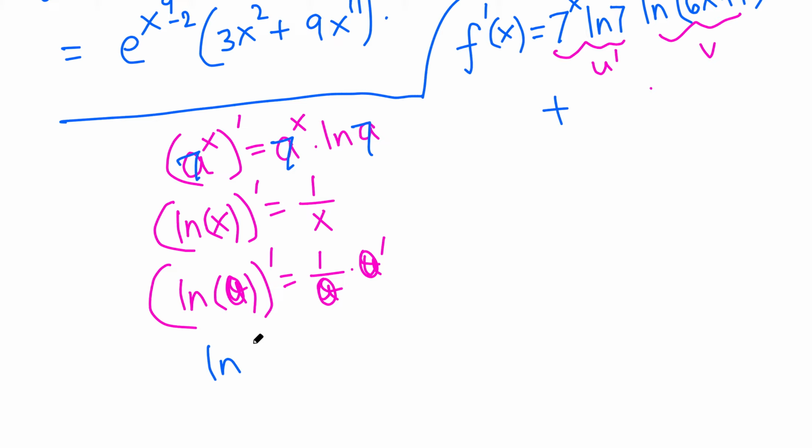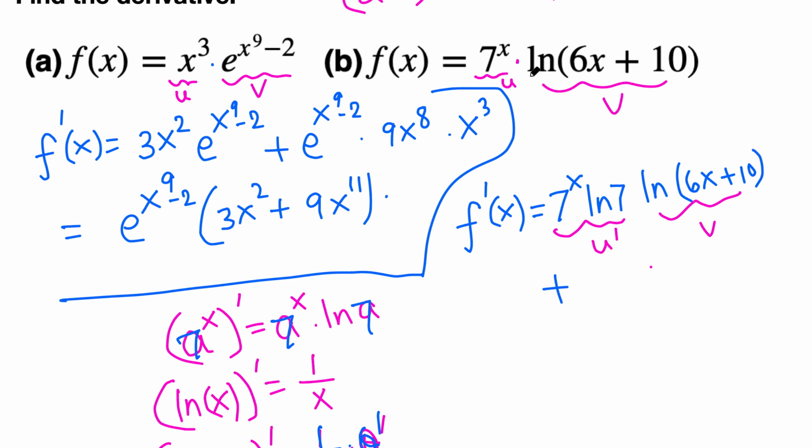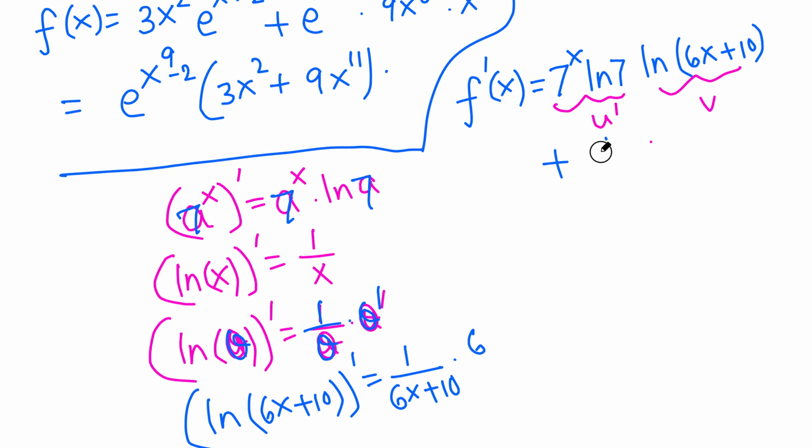So what is that? ln of 6x plus 10. So ln of something equals 1 over that times derivative of that. So derivative of this will be 1 over inside function times derivative of inside function. Derivative of 6x is 6, plus 10, derivative of 10 is 0. So simply 6. Do not cancel. This is 6 over 6x plus 10. So this is v. Derivative of this we found, 6 over 6x plus 10.